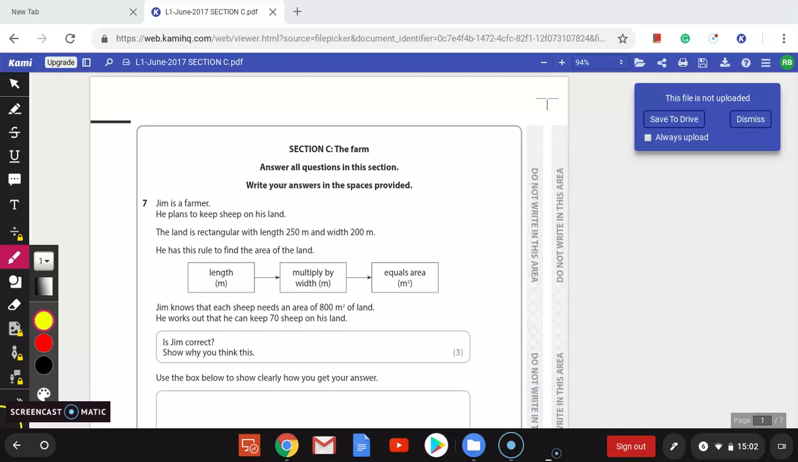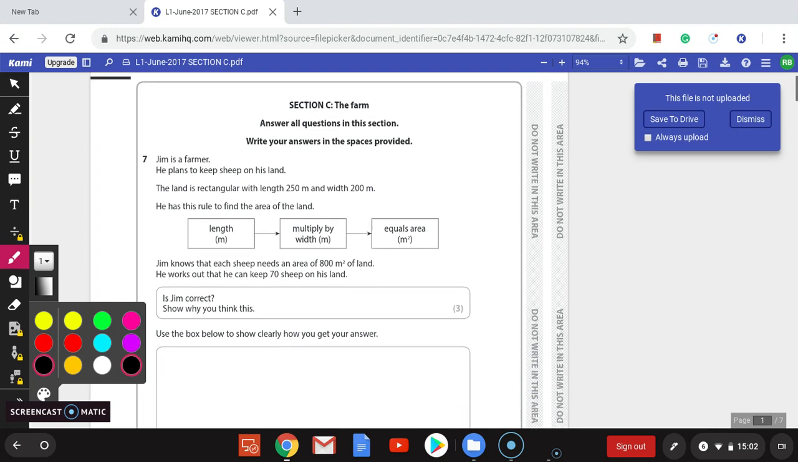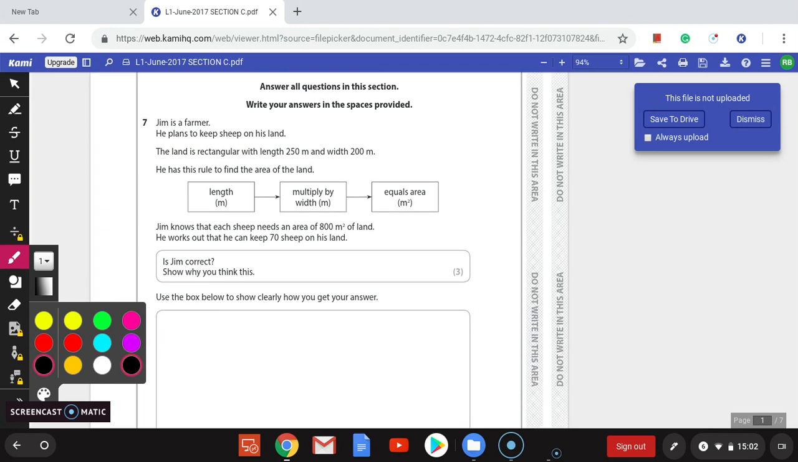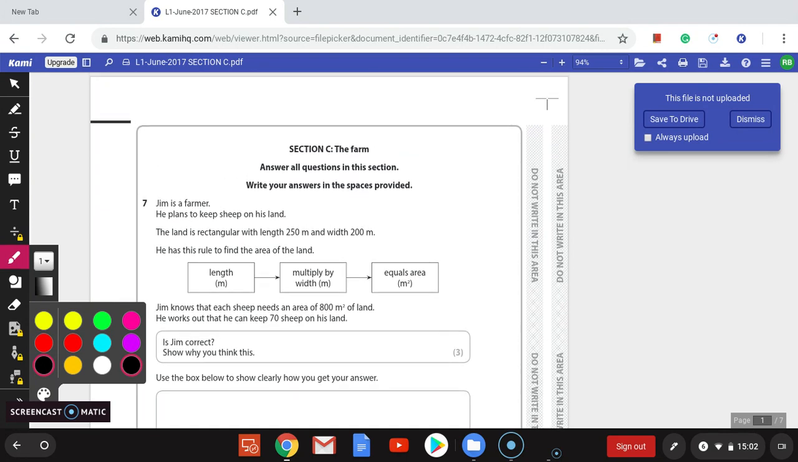Okay, so section C of the test paper, you can see we've got question 7. It says Jim is a farmer. He plans to keep sheep on his land. The land is rectangular with length 250 meters and width 200 meters. He has this rule to find the area of the land. Again, it's very similar to one we had earlier.